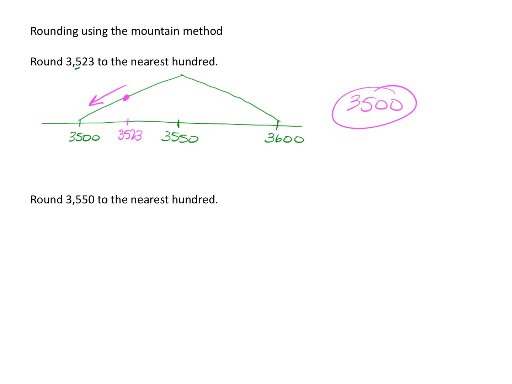And now I'm going to round 3,550 to the nearest hundred. So the nearest hundred is either going to be 3,500 or 3,600. 3,550 is the halfway point. And when you're at the halfway point, in real life, you could kind of go either way. And mathematicians and society as a whole have decided that when we hit exactly the halfway point, we're going to round up. Okay, so if you're right at the peak of the mountain, you go to the next hundred, 3,600.